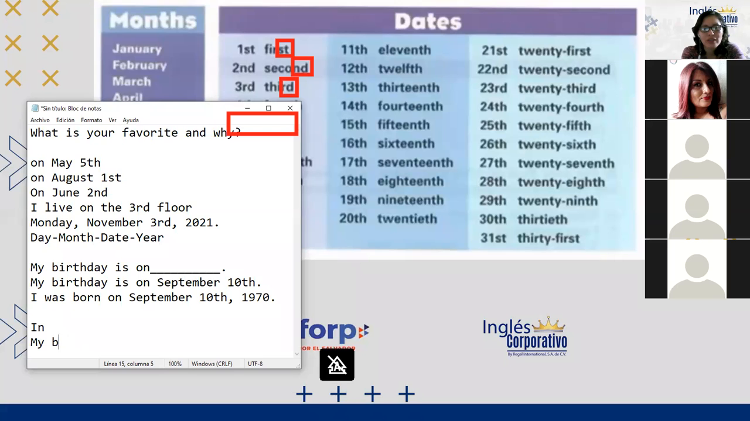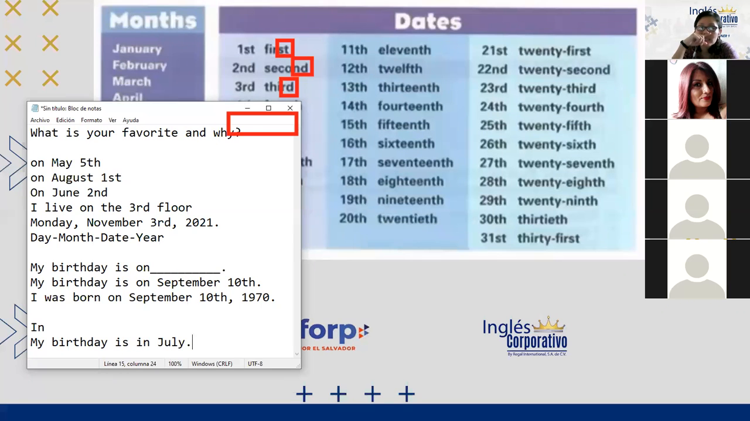Okay, so my birthday is in. Si yo solo voy a mencionar el mes, that's totally fine, right? My birthday is in July. Pero solo estoy especificando el mes, no estoy dando más información, ¿verdad? Entonces, en ese caso, I can go ahead and do that, right? I can just say the month, and that's going to be it, in.